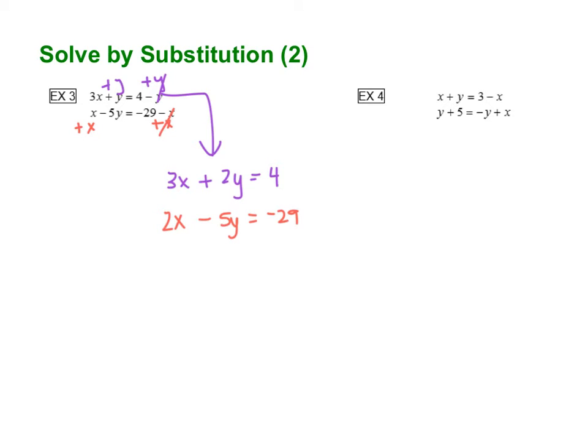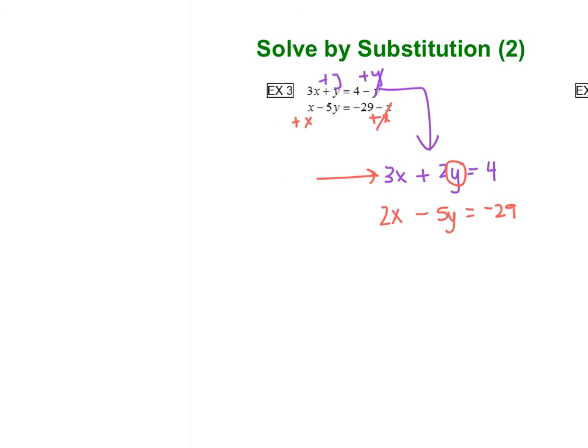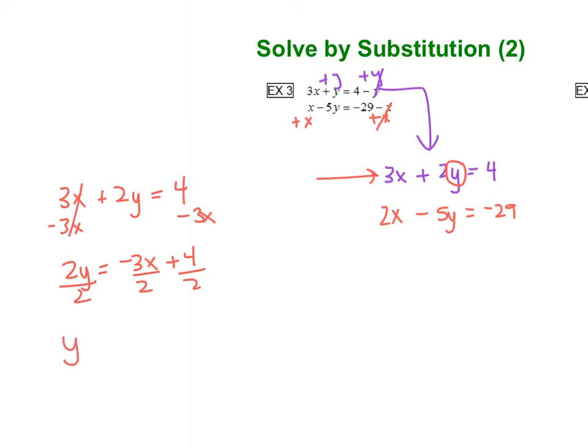Okay, so I am going to take this equation, how about this top one, and I'm going to solve for the y. So let me do that over here. I have 3x plus 2y equals 4. I don't really know why I chose to solve for the y, but that's the one I picked. I suppose it wouldn't matter. So 2y equals negative 3x plus 4. Divide everything by 2. So we have y equals negative 3/2 x plus 2.